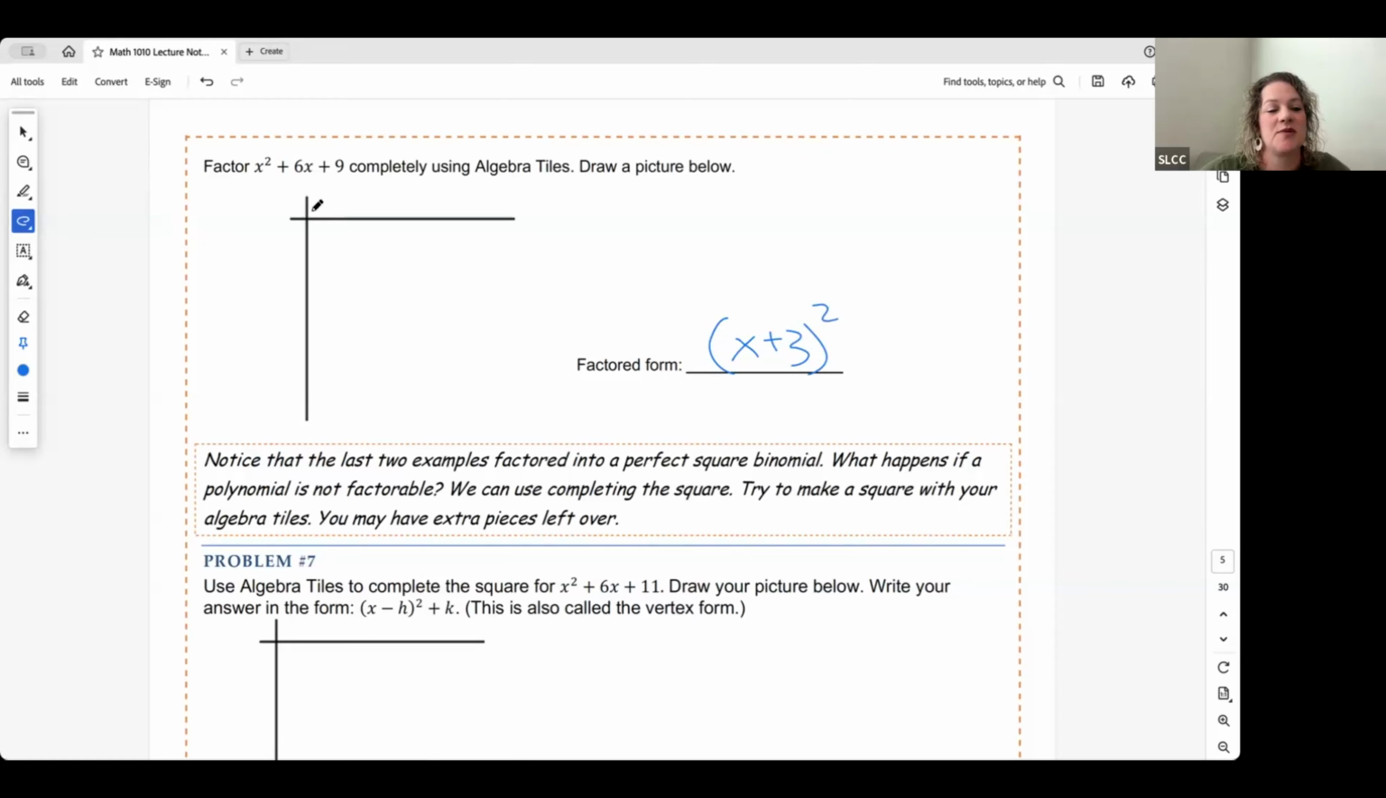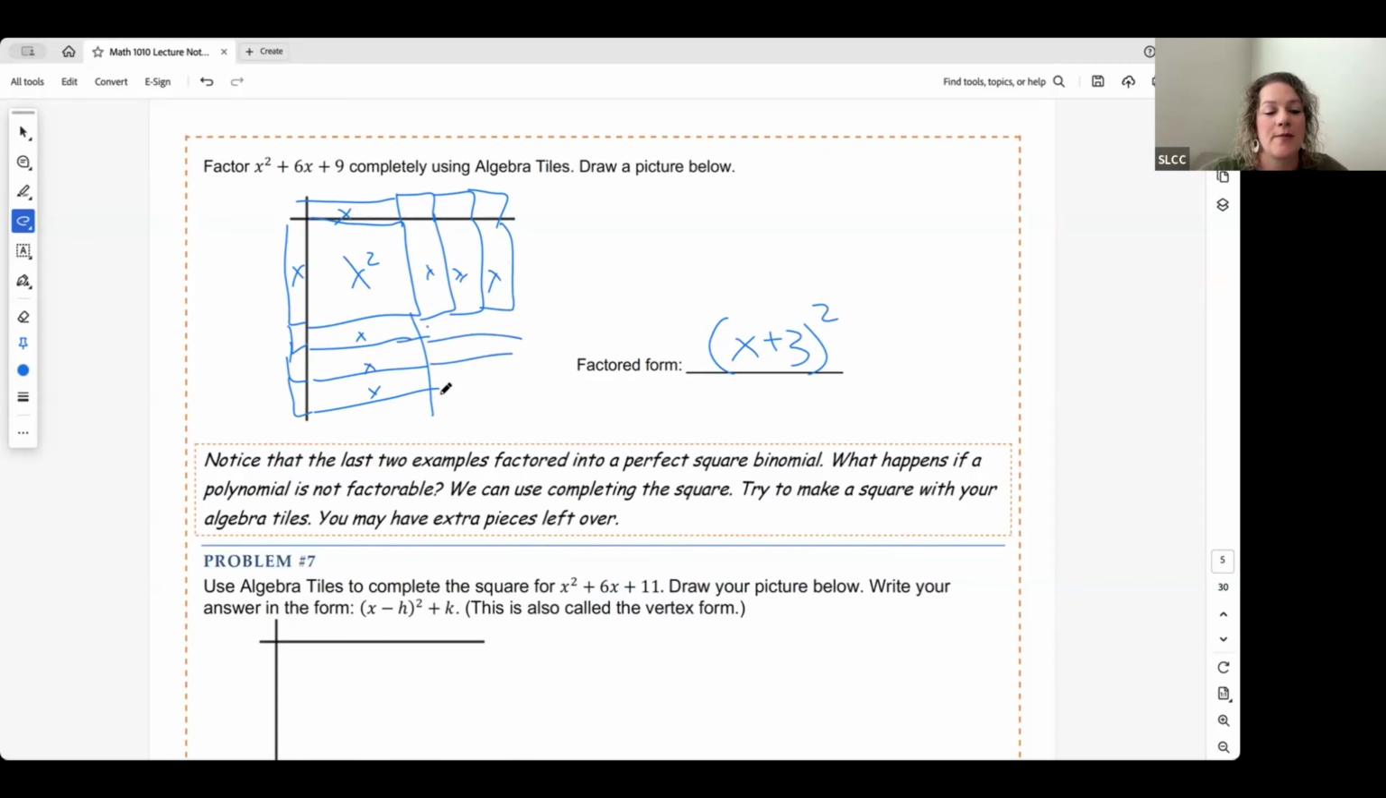So x plus 3 times x plus 3, so you'd have your x bar here and your x bar here, and that would give you x squared. And then you'd have 3 on each side. And this would give you 3x when you multiply by x for this column. So 3 x's. And this would give you another 3 x's. And then this would give you 9 as your constant.